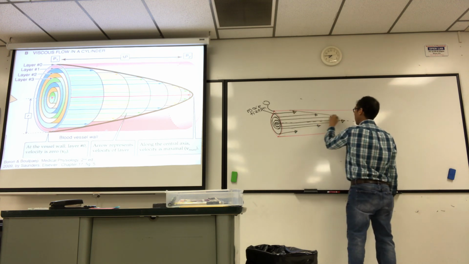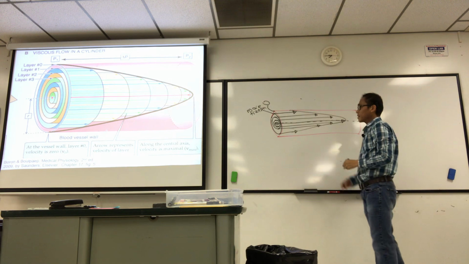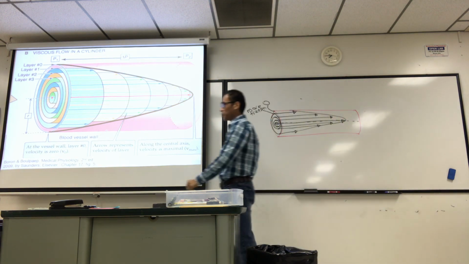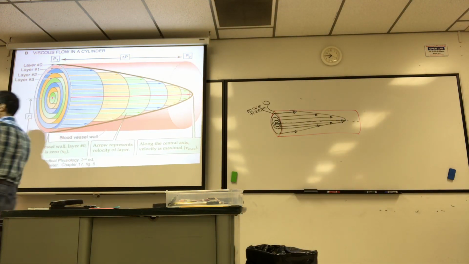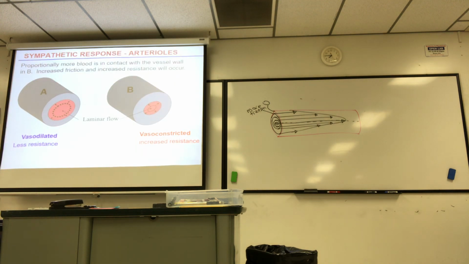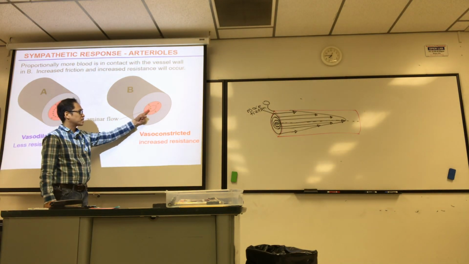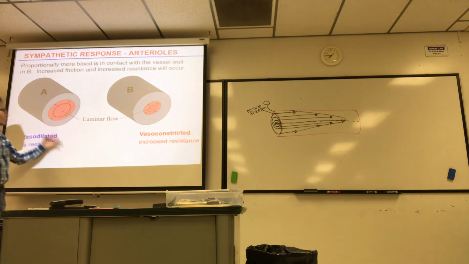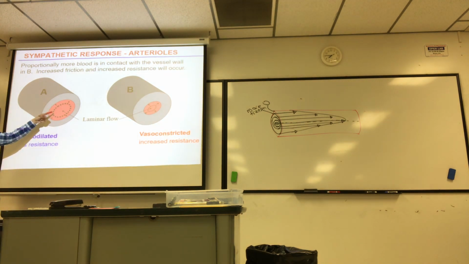So that's kind of why you have that shape. That's the idea. The reason vasoconstriction increases resistance to blood flow is that in B, when you're vasoconstricted, you have proportionally less layers with that nice laminar flow with no friction against the vessel wall. But when you're dilated, you proportionally have more layers far away from the friction of the vessel wall. So you're supposed to have less resistance to blood flow.